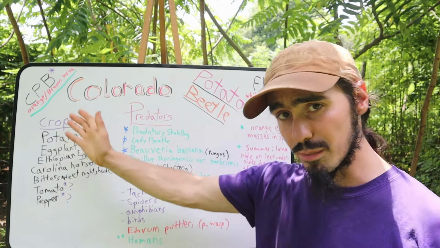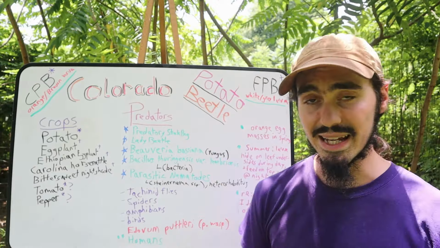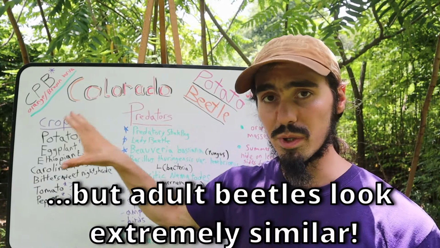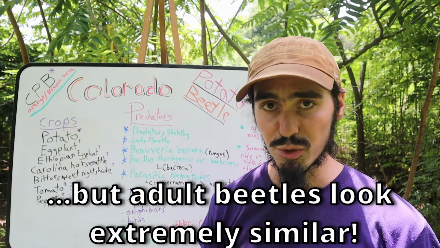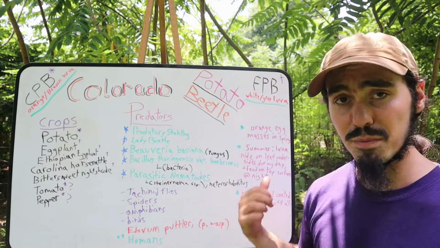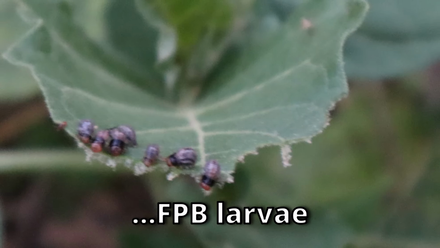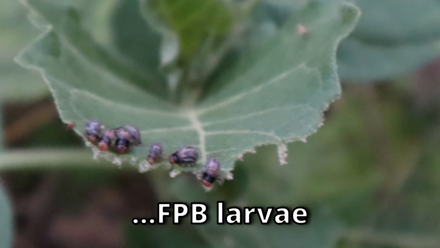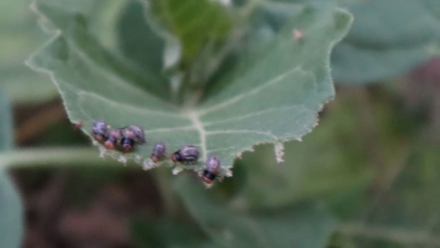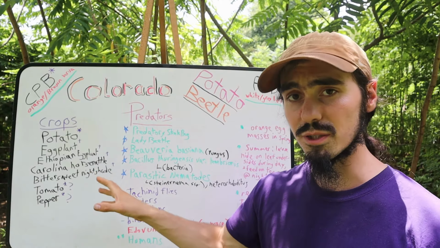So the true CPB is very easy to distinguish from the FPB in its larval stage. The CPB larva will be reddish, brownish, orangish in color, whereas the FPB larva will be a whitish, gray kind of coloration to it. And these two beetles tend to prefer some different solanaceous crops. And I have it outlined pretty roughly right here, right?